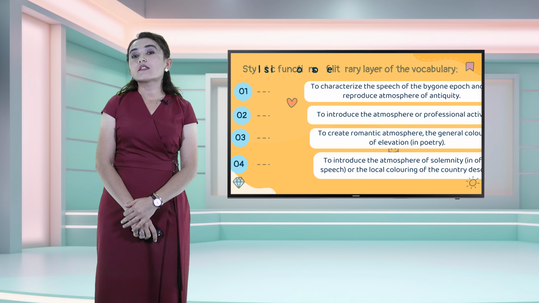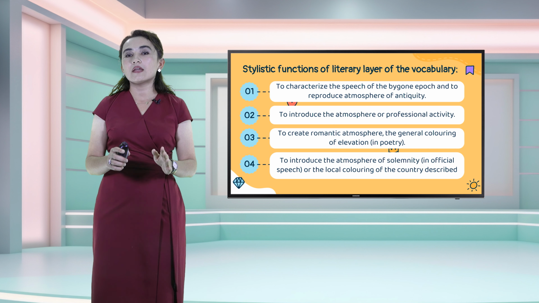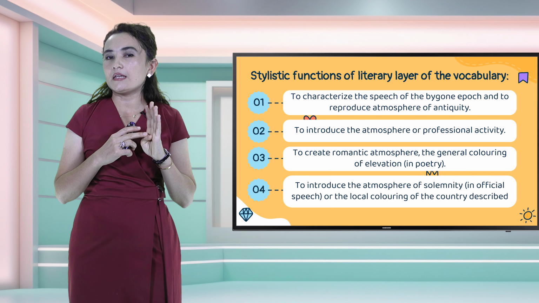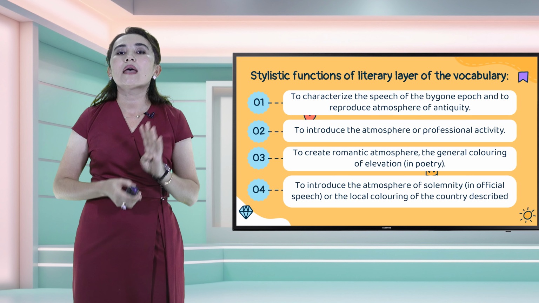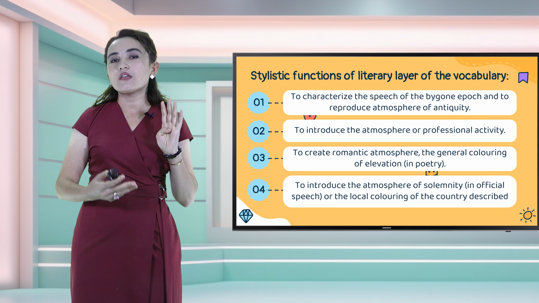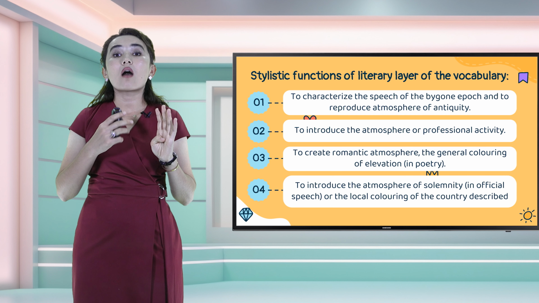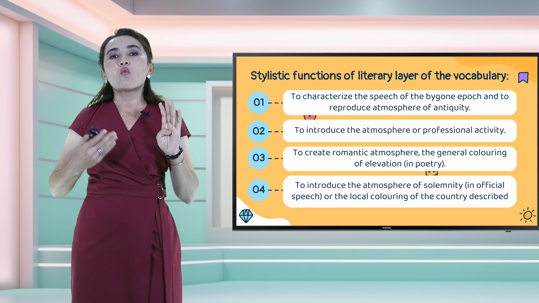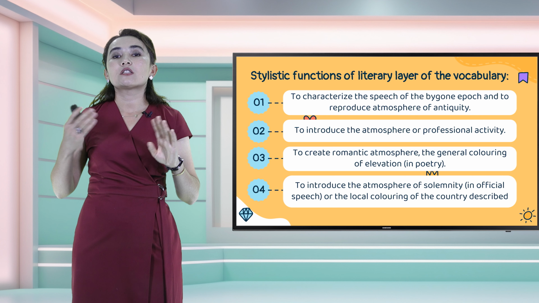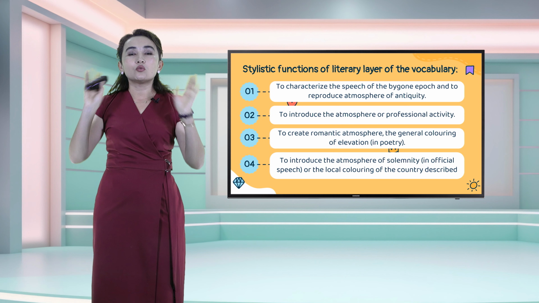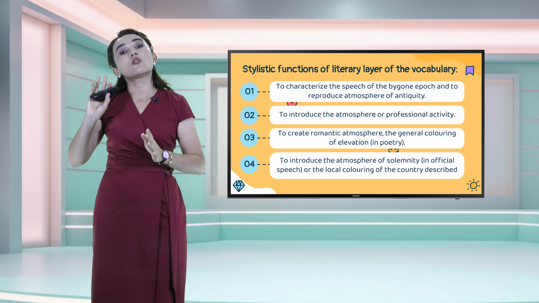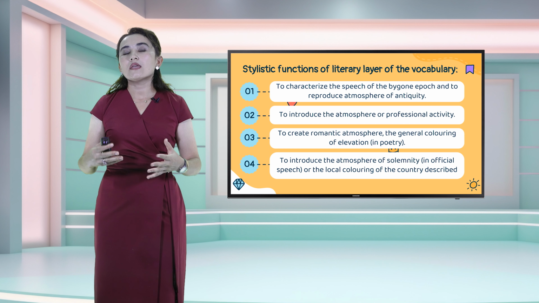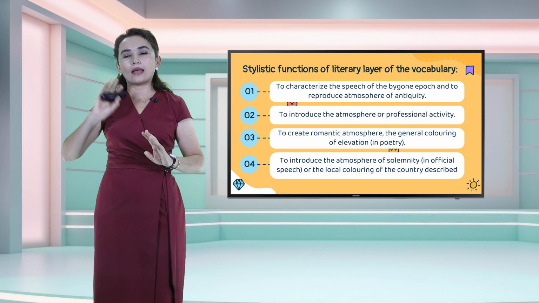So the stylistic functions of the literary layer of the vocabulary are the following. The first one is to characterize the speech of bygone epochs and to reproduce the atmosphere of antiquity. So it is somehow archaic words. With the help of archaic words, historical words, we can characterize the speech or the situation or the imagination of the bygone epoch. And of course, with the help of them, we can reproduce the atmosphere of the antique world.